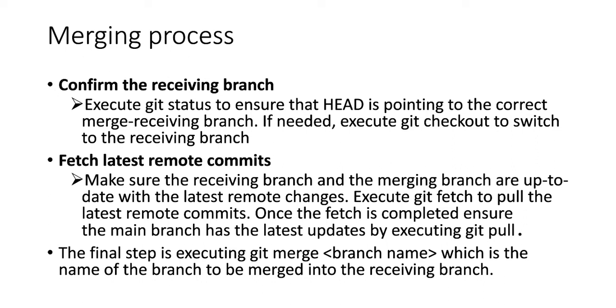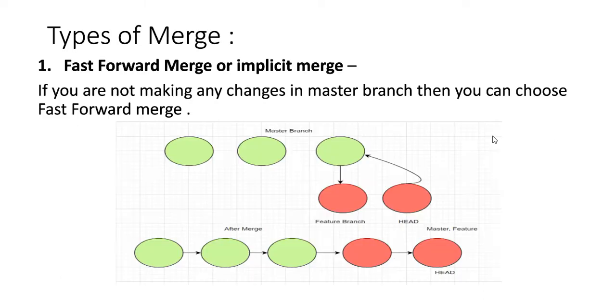Next, we need to fetch the latest remote commits. Make sure the receiving branch and the merging branch are up to date with the latest remote changes. Execute git fetch to pull the latest remote commits. Once the fetch is completed, ensure that the main branch has the latest updates by executing git pull. The final step is git merge followed by the branch name, which is the name of the branch to be merged into the receiving branch. So these are all the steps we need to follow before we run the merge process.